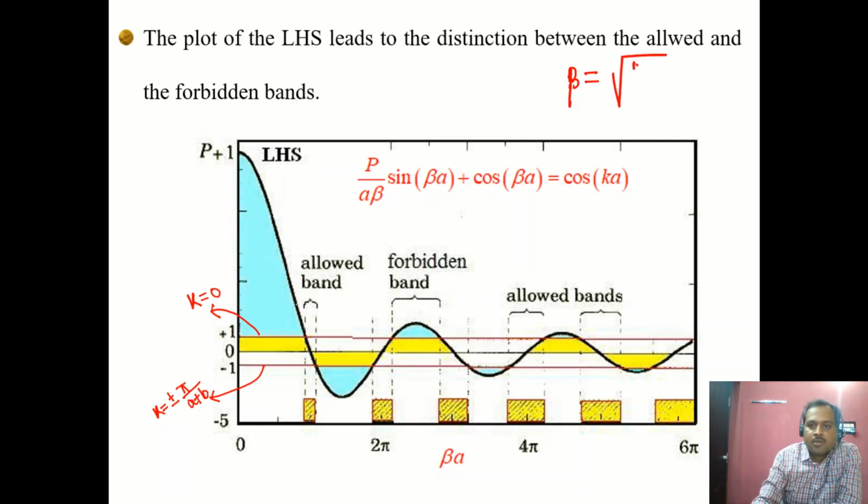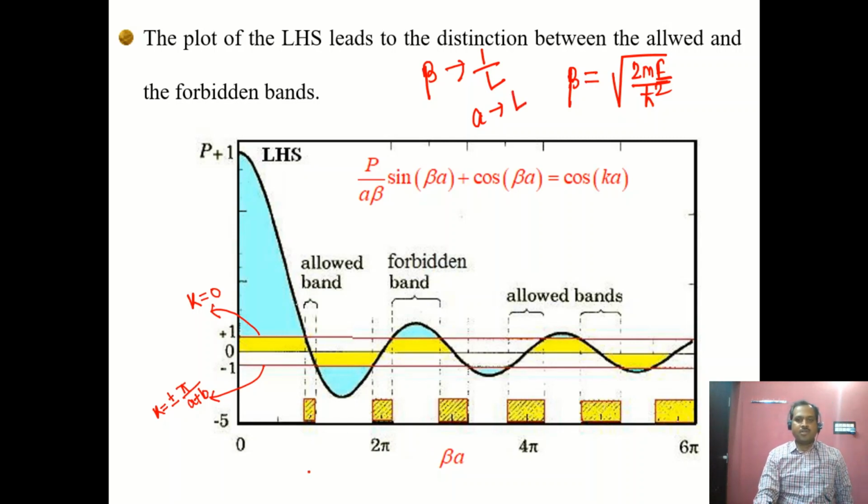So beta, once again let me write it, beta is equal to root over 2mE by h cross square, and a is the width of the region in which there is no potential, where the energy is completely E. So beta has a dimension of 1 by length, and a has a dimension of length. So this is how beta a can be represented.